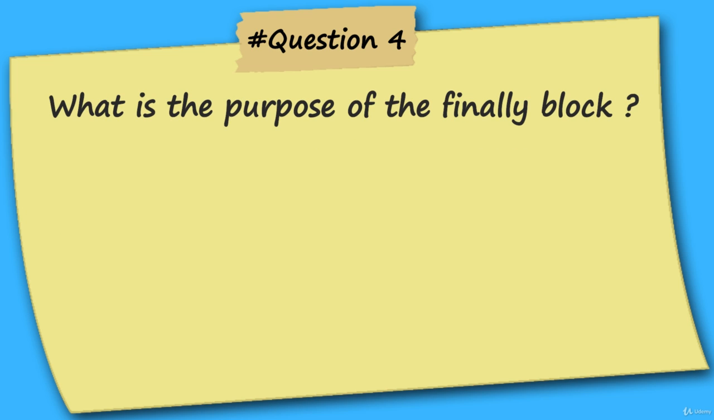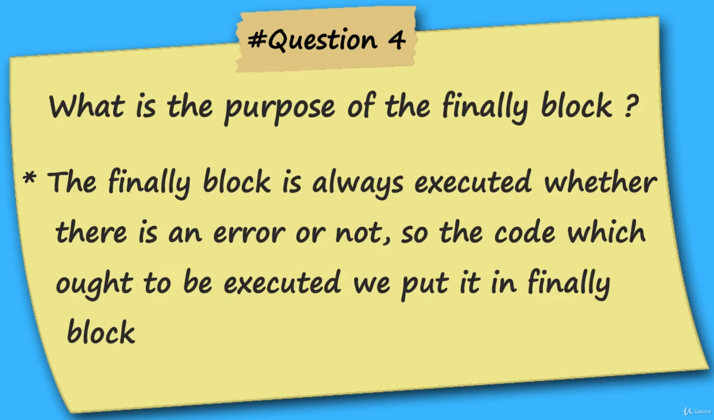The fourth question is, what is the purpose of the finally block? So the finally block contains the code which is always executed whether there is an error or there is no error in the code. So if there is an error, the catch code is executed, but finally code is something which is always executed. So finally contains code which does some finishing work, or some code which ought to be executed, we put it in finally block.